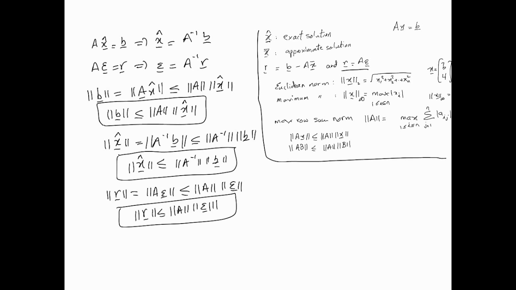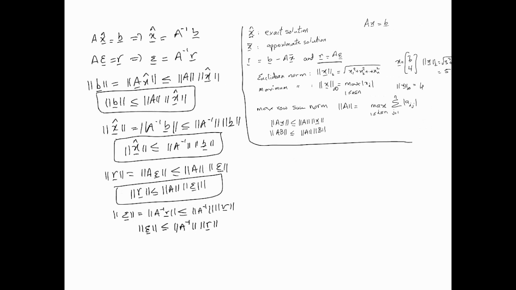That leaves us with the last one, which is this one here. And from this, what we can get is that the norm of epsilon is equal to the norm of A inverse times R, which is less than or equal to the norm of A inverse times the norm of R. Okay, and that means basically that, a little box on that.